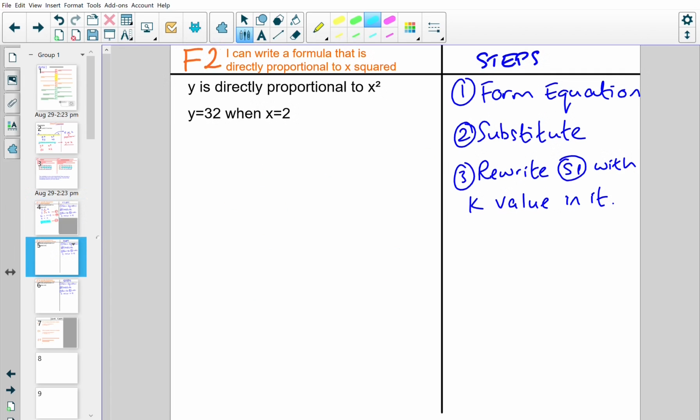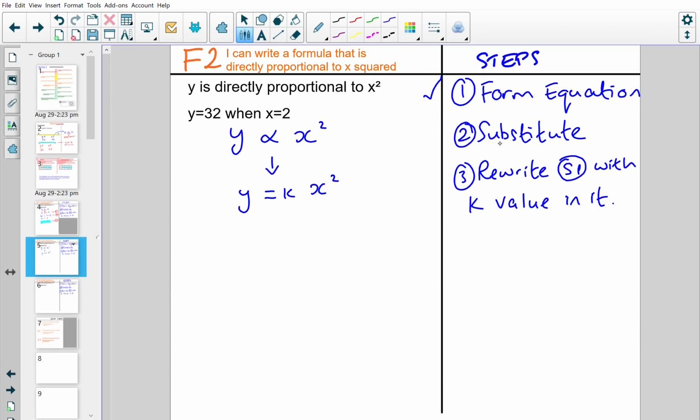Moving on to an F2 example, as you could see in this case on the right hand side, I have already written the steps for us. F2 is very similar to F1, so I'm going to do this a little bit quicker. Y is directly proportional to x squared. So first thing that I could do is write what we've just learned. Y is directly proportional to x squared. Next, first step, form equation. So to form the equation, I replace this proportional symbol with equal k. I keep everything else the same.